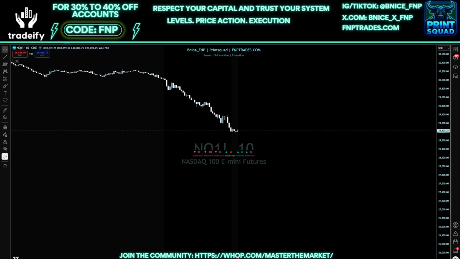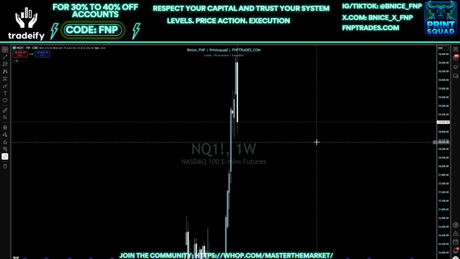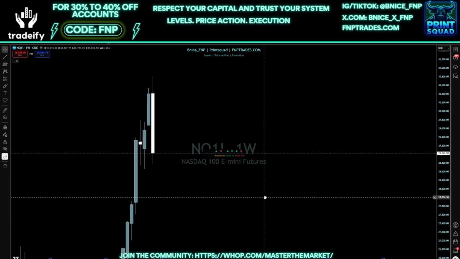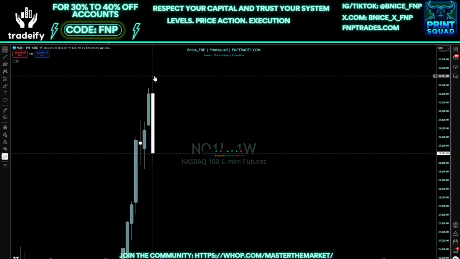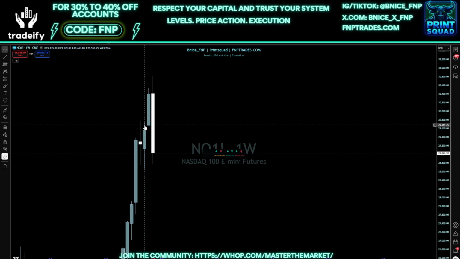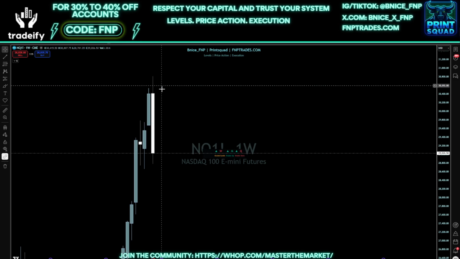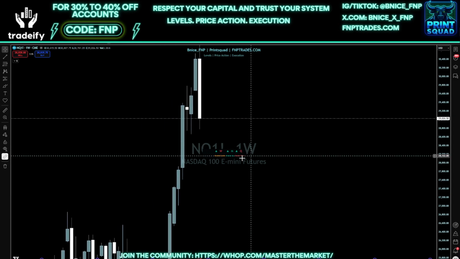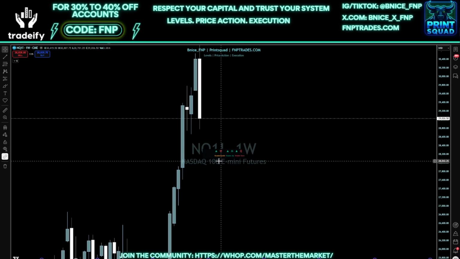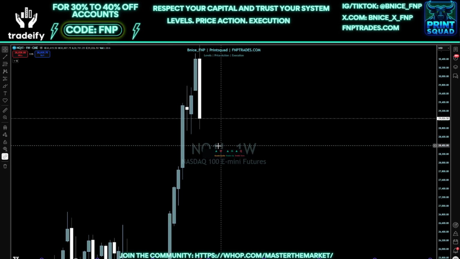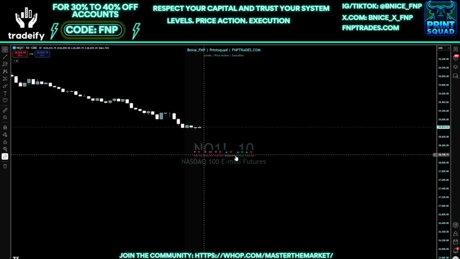So let's just say we go to the weekly chart for NQ right here. We can see that we went to the high of the previous candle and we broke the low of the previous candle right here. So this is what makes it an outside candle. Okay. So this indicator shows you guys that, and as you switch time periods, it gets rid of the ones that are below it. All right. So this is a powerful tool.